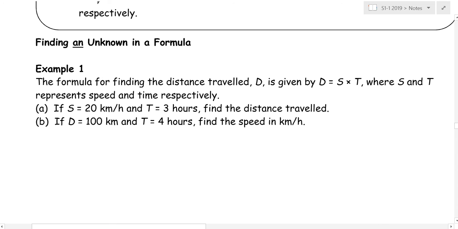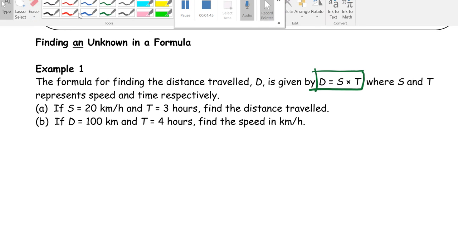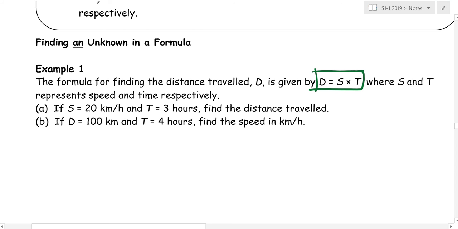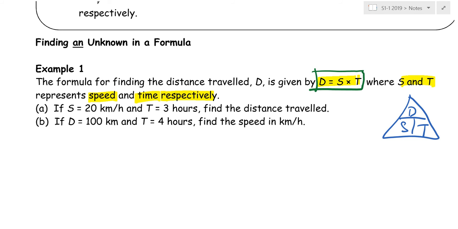Now, the formula to find distance is d equals to st. So this is the formula, right? Then you must know that these mean the speed and time respectively, right? So some of you are talking about this triangle. But I'm not going to talk about this. Today, we're not going to learn this. I'm just going to learn how to evaluate the formula.